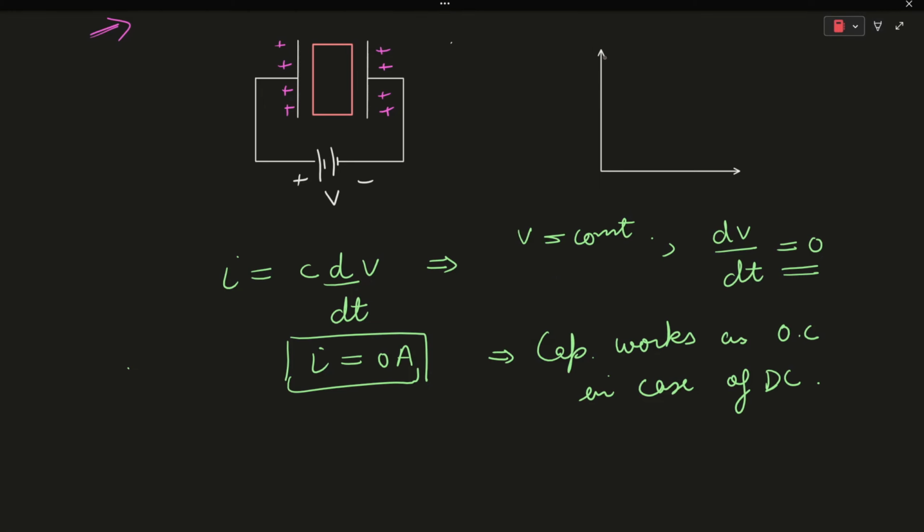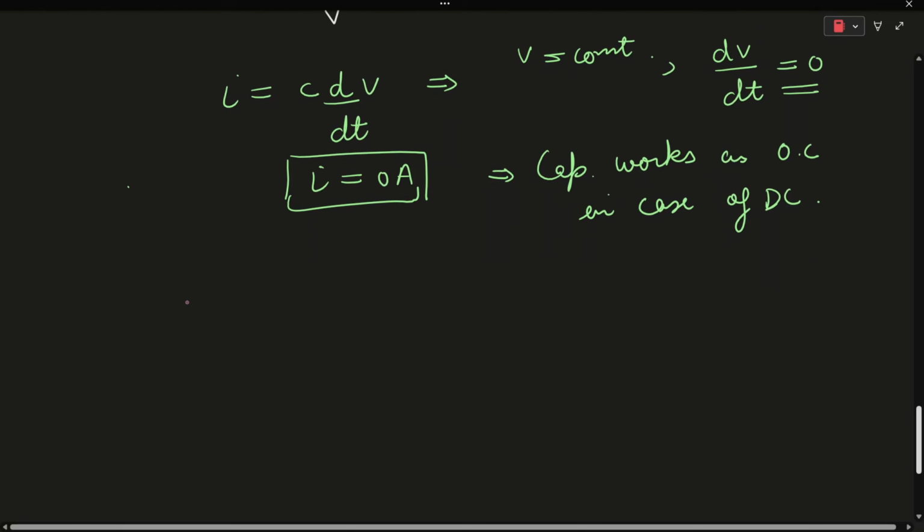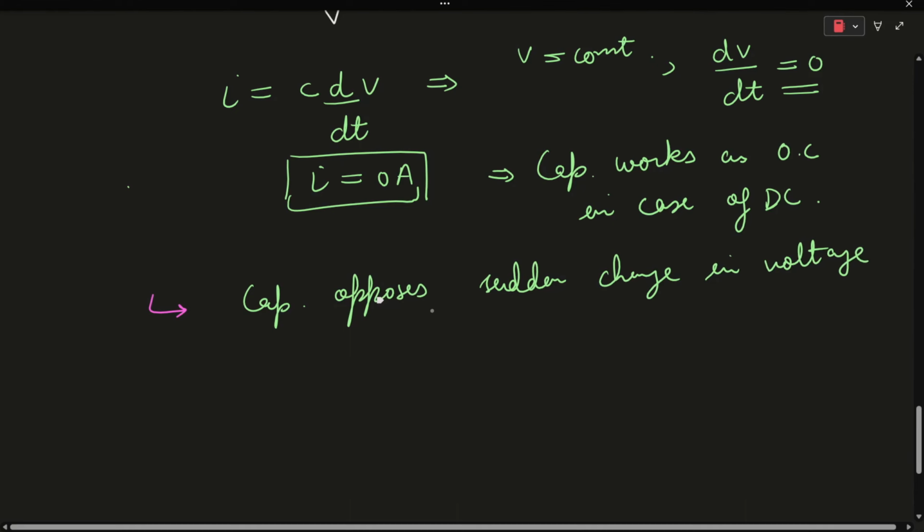Similarly, since dV by dt is equal to 0, the voltage across a capacitor, with respect to time, will remain the same, or constant. It means that a capacitor opposes sudden change in voltage. The reason is that in order to have a sudden change in the voltage, we require an infinite amount of current, which is not possible.